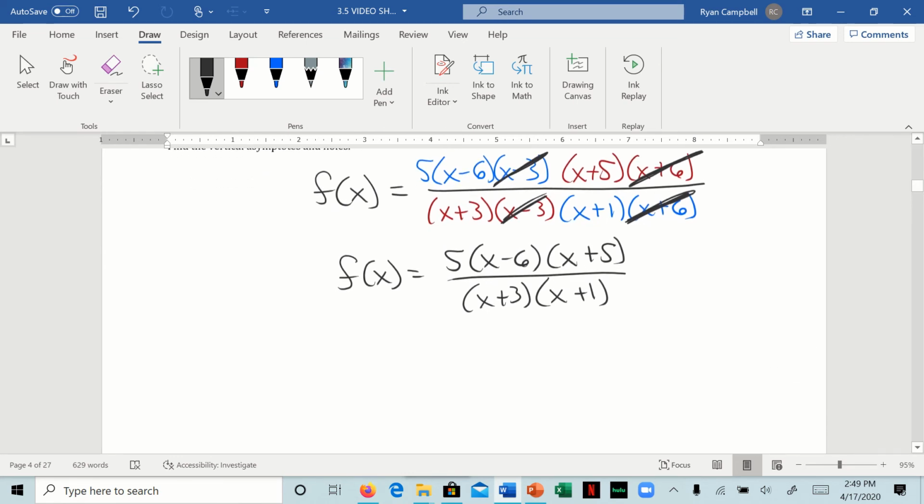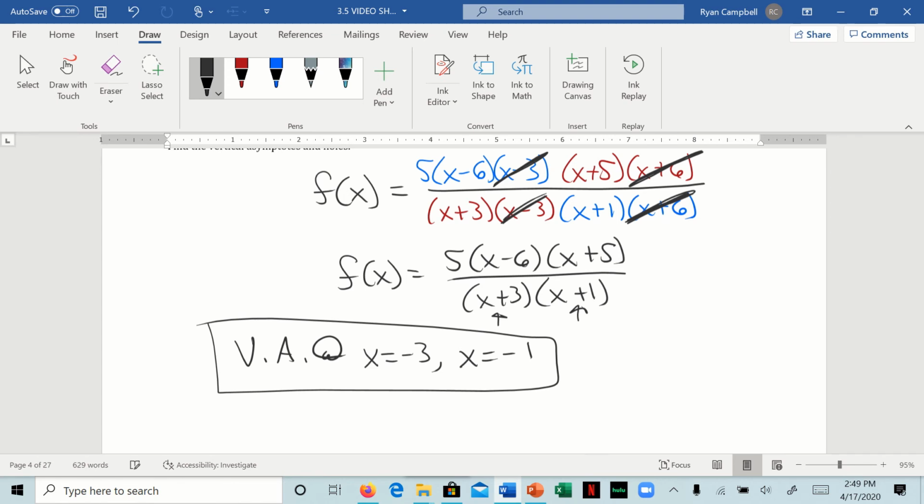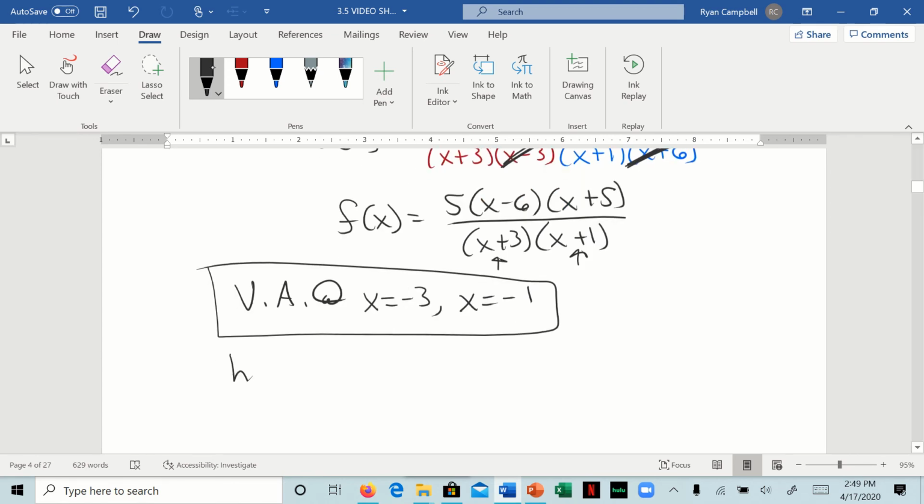All right, so vertical asymptotes. Remember, it's what makes the simplified denominator equal to 0. So from here, we get x equals negative 3, and from here, x equals negative 1. Now remember, it's not negative 3 and negative 1, it's x equals negative 3. It's a line. We have to make sure to remember that. All right, so we got vertical asymptotes done. Now let's talk about the holes.